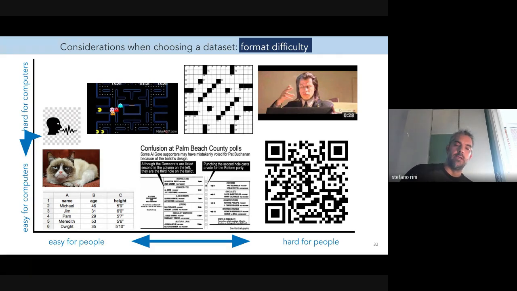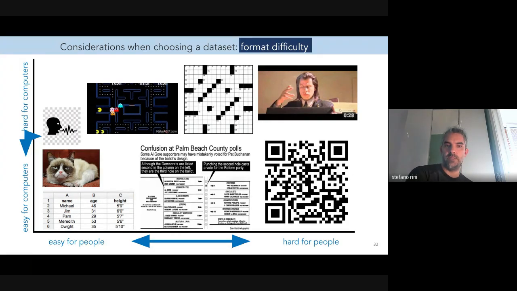So, for example, if you provide a movie in 8K to a computer, it will be multiple gigabytes of data. It will be very hard for the computer to parse the video frame by frame and understand the semantic context of the movie. The choice of color and the choice of lighting would be difficult for a computer, and so this is a difficult format for the computer.